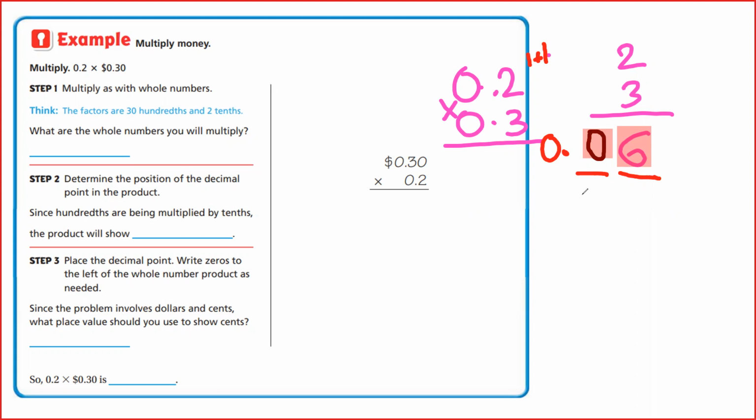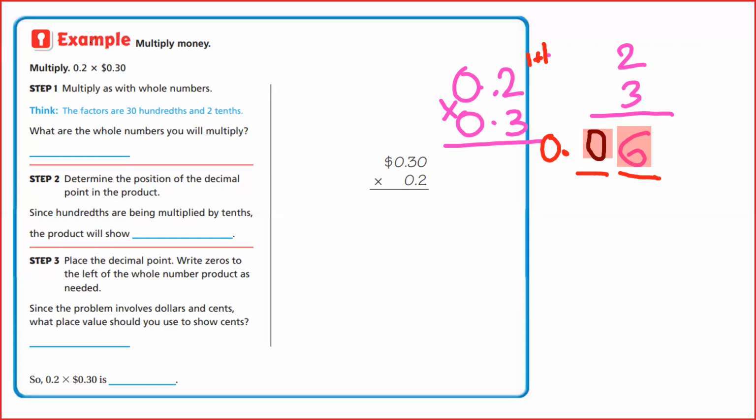Did you understand it now? Yes. Okay. Teacher, yes. When we multiply as a whole number, should we multiply 30 times 2 or 3 times 2?